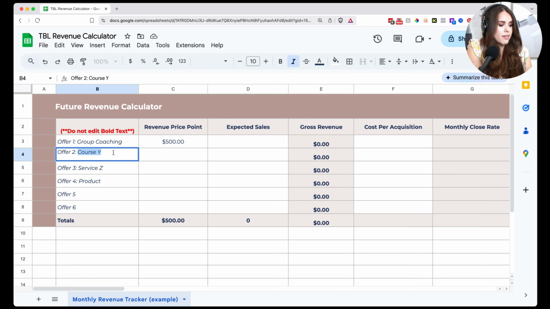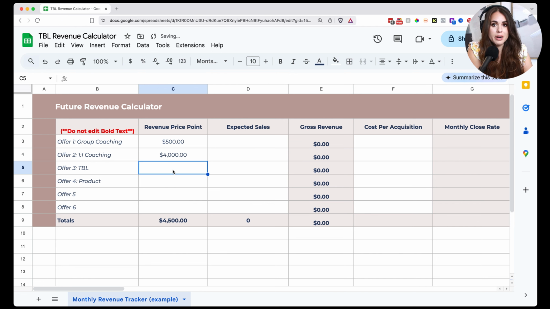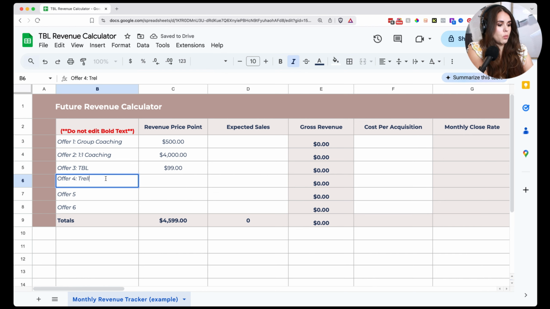So for example, if I have my one-on-one coaching, that's usually about $3,000 to $5,000 a month. So let's call it 4,000. Then we have our membership, which is TBL Academy, and that is a much lower price point. That's about $1,000 a year, so $99 a month. And then let's say that we have one of my Trello courses. That's also $99 one time, and so on and so forth.